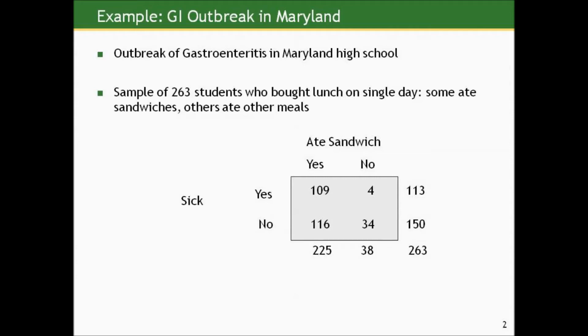So here's an interesting one from a study, an outbreak of gastroenteritis in a Maryland high school. This is one of those real-life epidemiological studies where they're trying to figure out whether there's a culprit in a foodborne illness. The authors looked at a sample of 263 students who bought lunch on a single day, the day of the outbreak in question. Some ate sandwiches, others bought other meals. And here's a 2-by-2 table that looks at a cross-tabulation of whether or not the student who bought lunch in the sample ate a sandwich or not, and whether or not they came down with gastroenteritis.